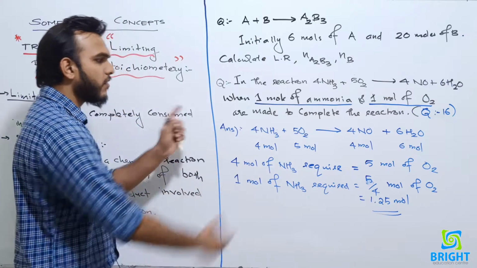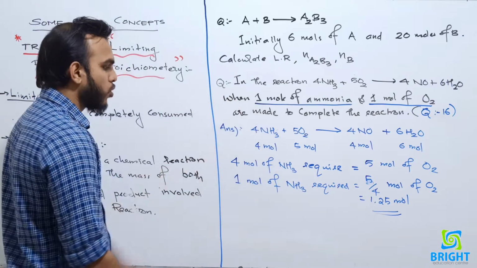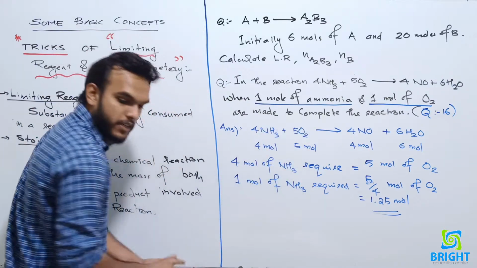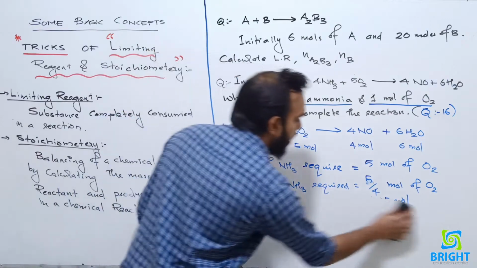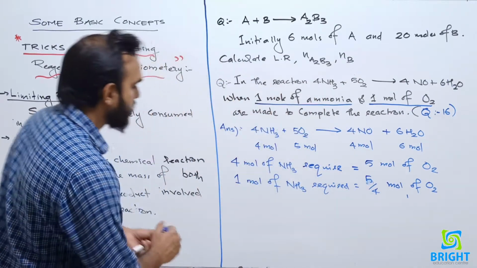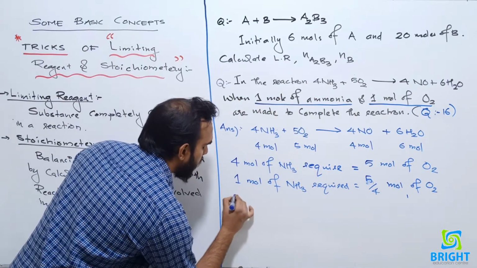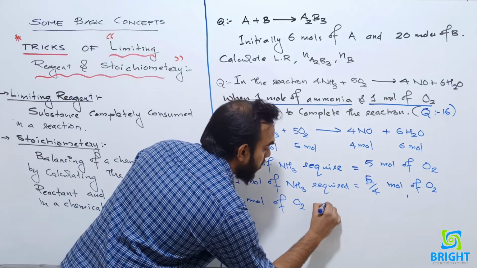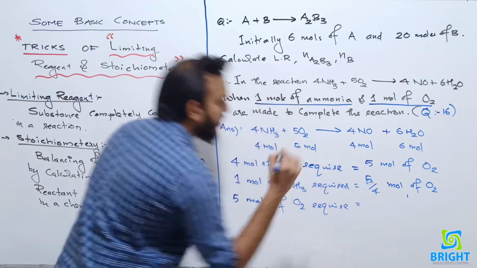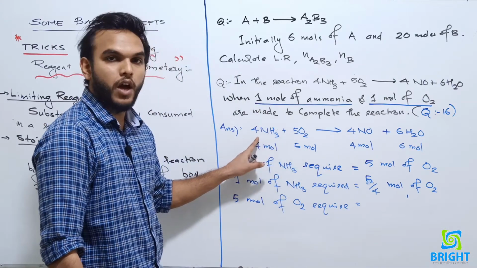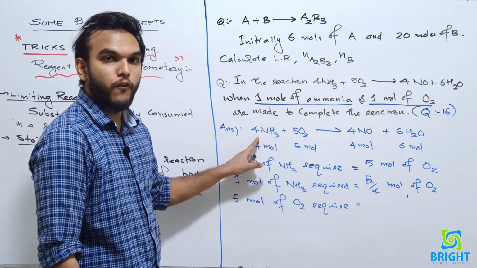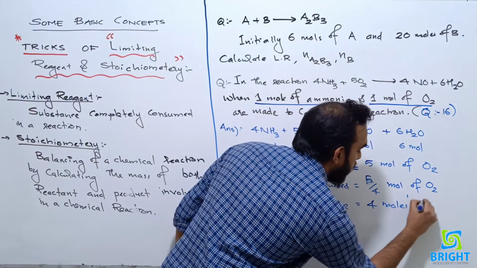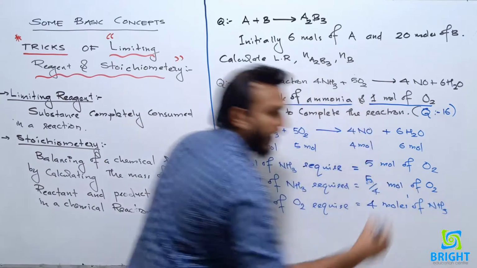The same way we can find it for ammonia itself. Just look at it. How many moles of oxygen are here? 5 moles of oxygen. So I am writing here the values. 5 moles of oxygen require how many moles of ammonia? We need 4 moles of ammonia, 4 moles of NH3.